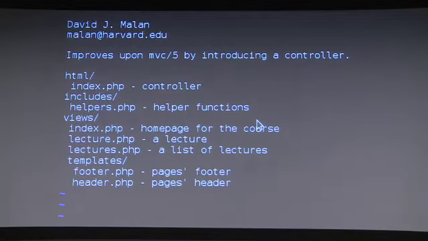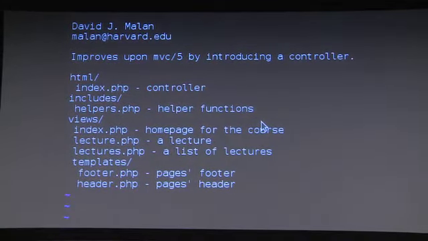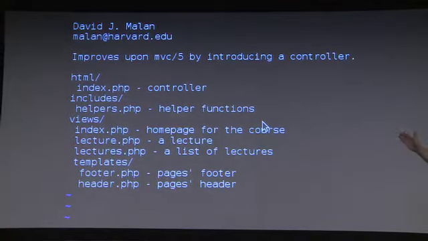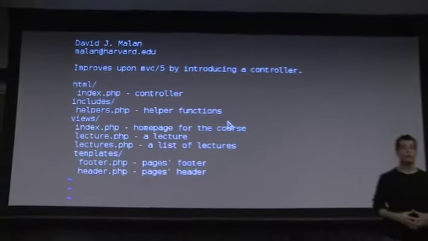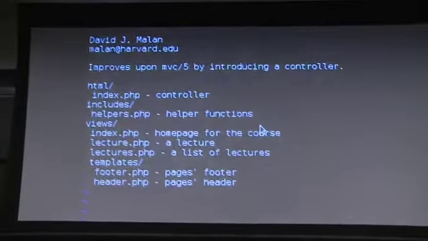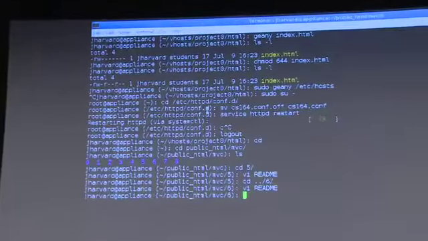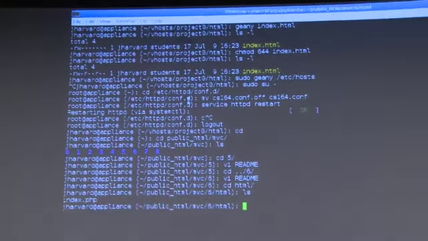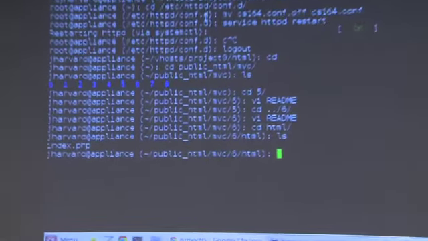Still no models just yet. It's all static content. But now I have a controller, and then most everything else in the views directory is the V in MVC. So let's take a look at how this works and why this design is a little bit cleaner still. In my HTML directory, there's nothing now except index.php.